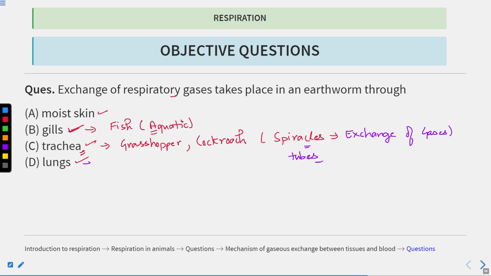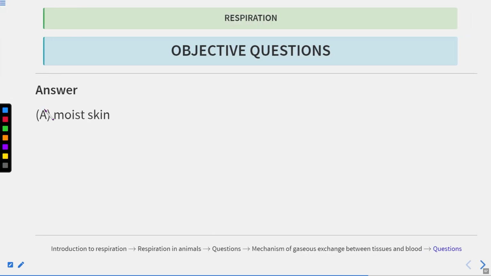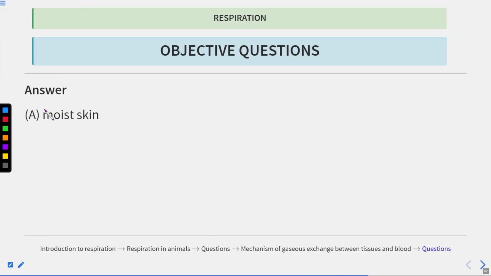Next is the lungs. Lungs are the respiratory organs in very complex organisms such as humans, and we have discussed the respiratory system in humans also. Okay, so what should be the answer here? The answer should be option A, moist skin. So respiration in the earthworm takes place with the help of the moist skin.